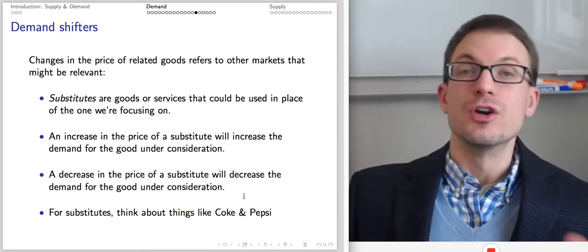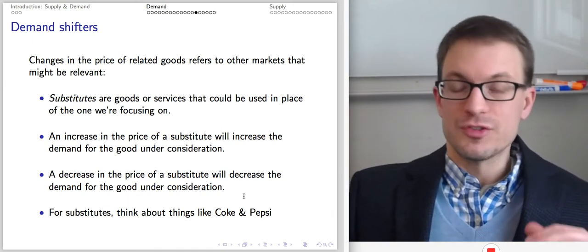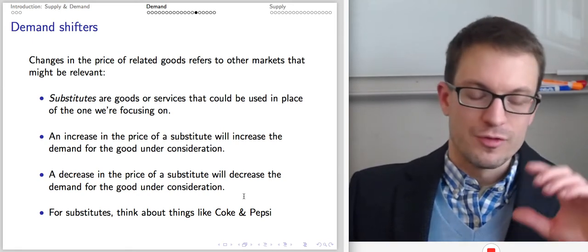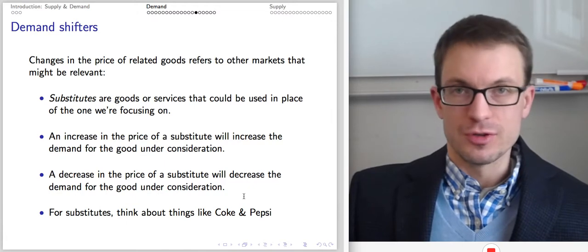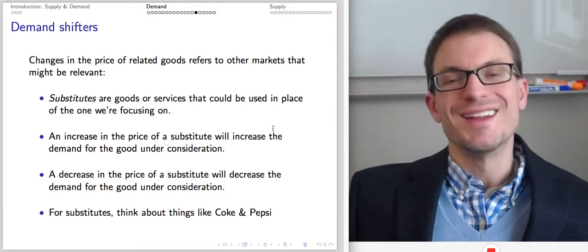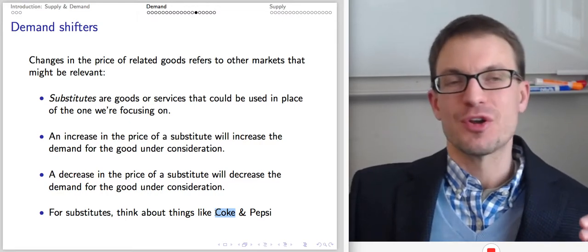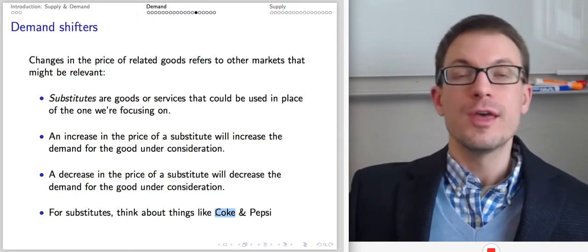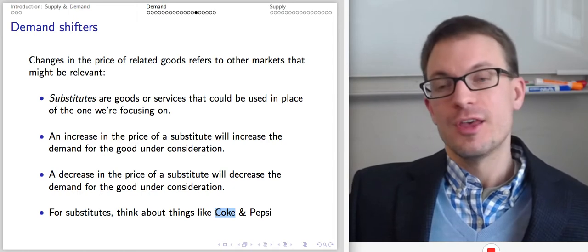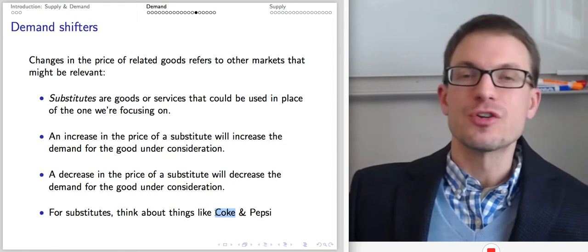Now, in the market for the substitute good, suppose we get an increase in the price of Coke. Well, that's going to cause a decrease in quantity demanded for Coke, but for Pepsi, that's going to cause an increase in demand.